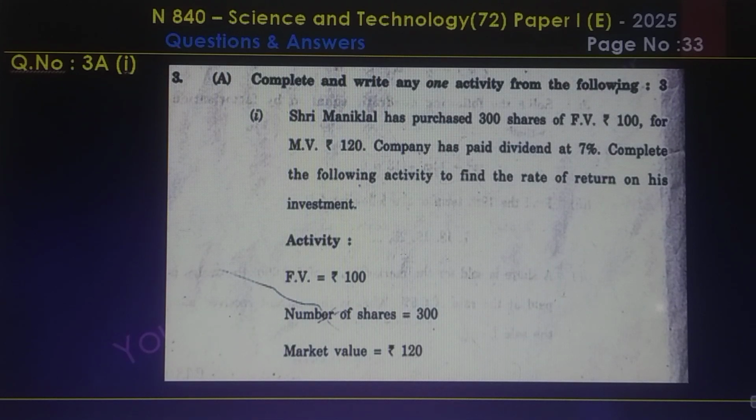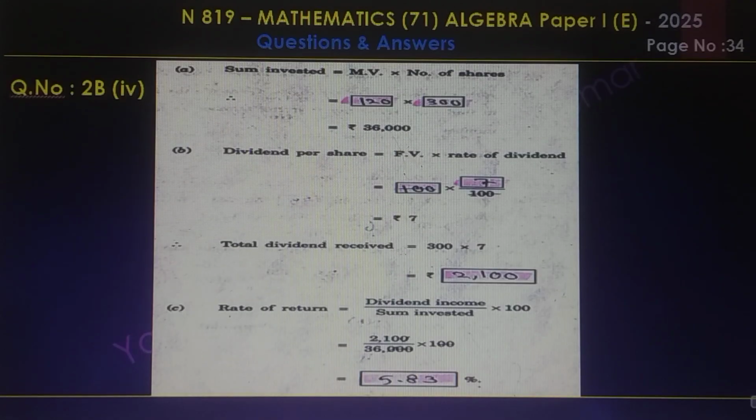3A1, Shri Maniklal has purchased 300 shares of face value rupees 100 for MV rupees 120. The company has paid dividend at 7%. Complete the following activity to find the rate of return of his investment. Activity: FV equal to rupees 100 and the number of shares is 300, market value 120. The same formula, number of shares into face value into rate of dividend, 100 into 7 upon 100, and the total dividend received 300 into 7 is 2100.